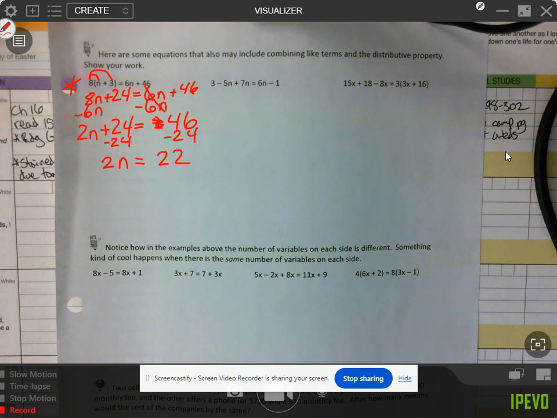Lauren, what do I have to do? I have to divide the 2 out from both sides.